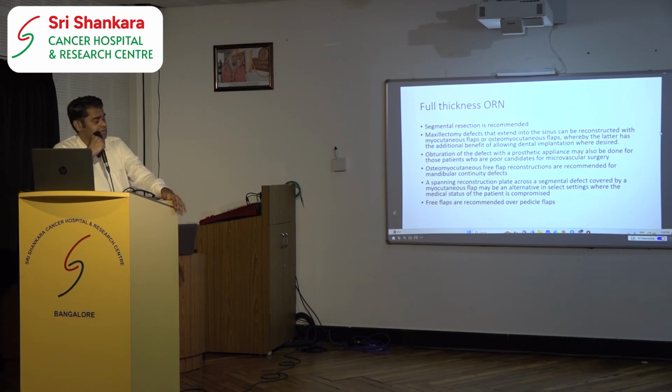Why? Because these don't tend to heal so well. So you have to cut the bone till you get bleeding margins, so let's try to do a vascular flap. The recommendation for obturation is only if any medical condition precludes microvascular surgery. Try to do a segmental fibula reconstruction for any segmental defects, and myocutaneous flaps only in selective settings where medical status is compromising.